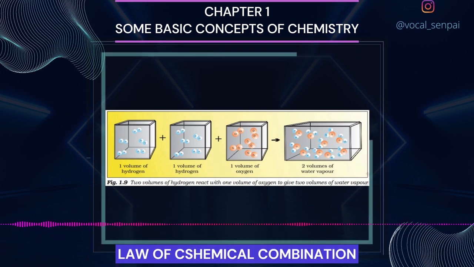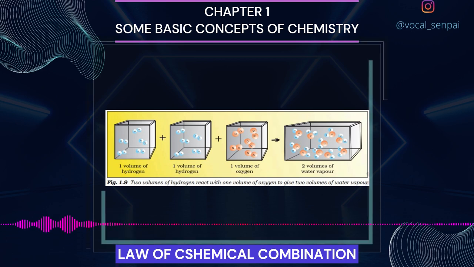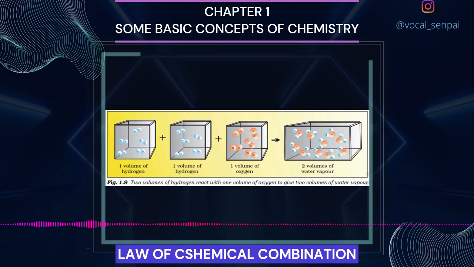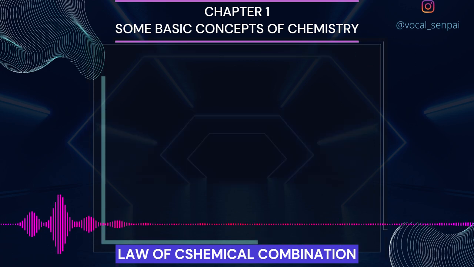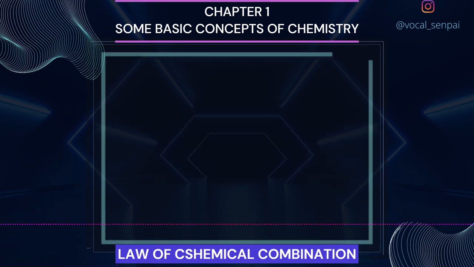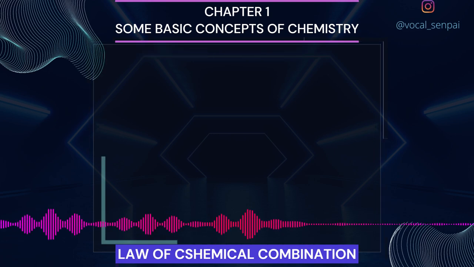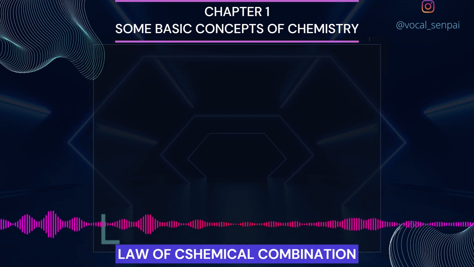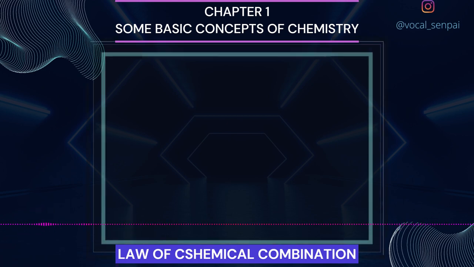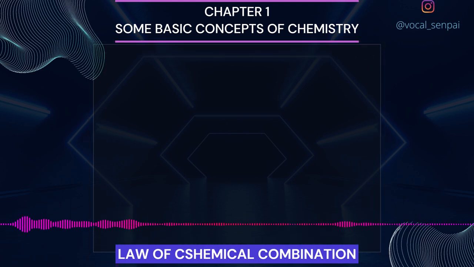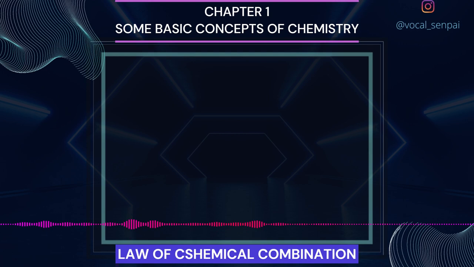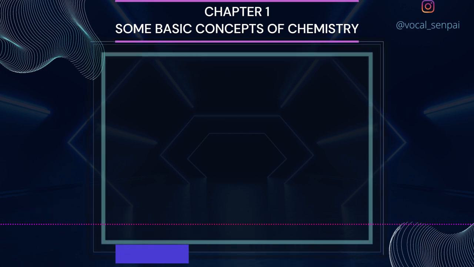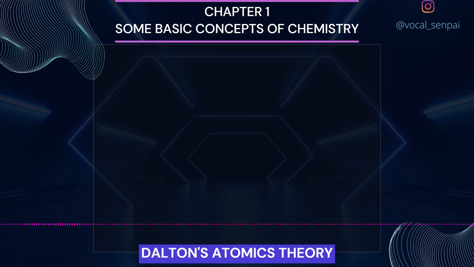Avogadro's proposal was published in the French journal De Physique. In spite of being correct, it did not gain much support. After about 50 years, in 1860, the first international conference on chemistry was held in Karlsruhe, Germany, to resolve various ideas. At the meeting, Stanislao Cannizzaro presented a sketch of a course of chemical philosophy, which emphasized the importance of Avogadro's work.